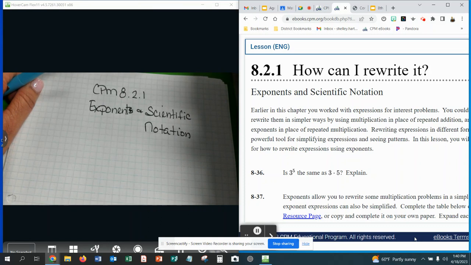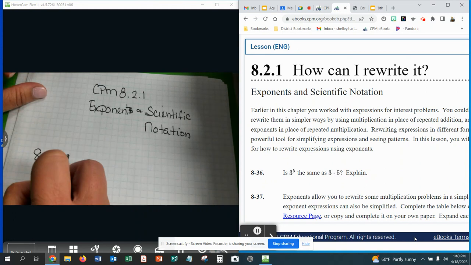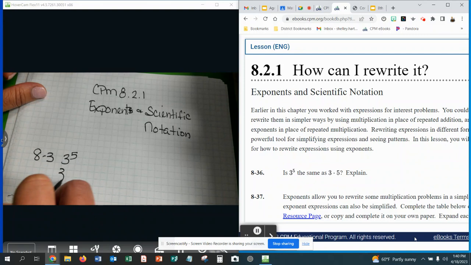Joaquin. 8-36. Can you tell me, is 3 to the 5th power the same as 3 times 5?